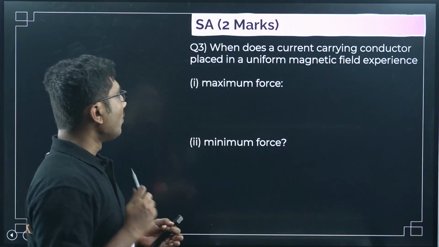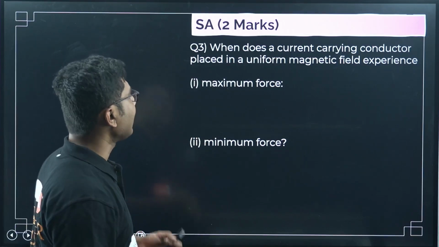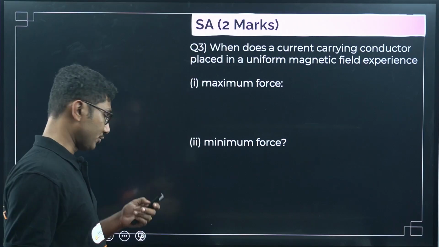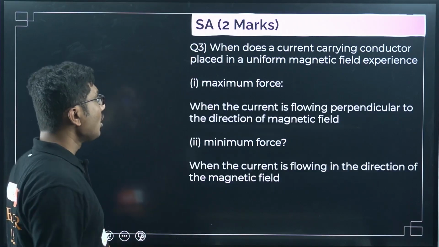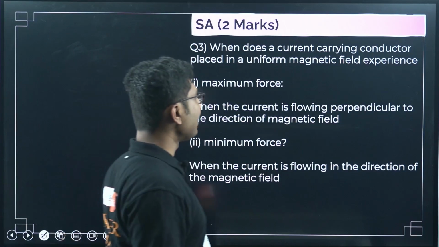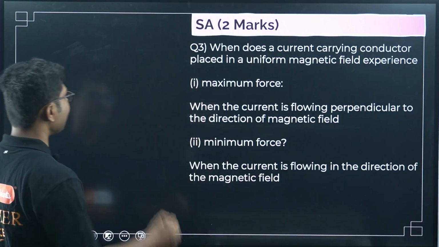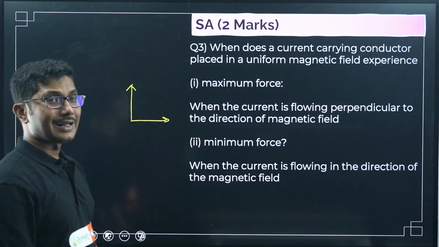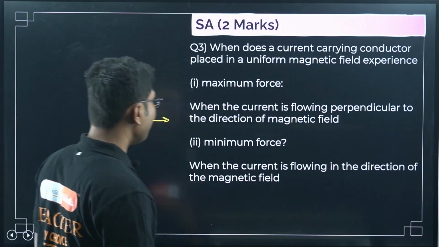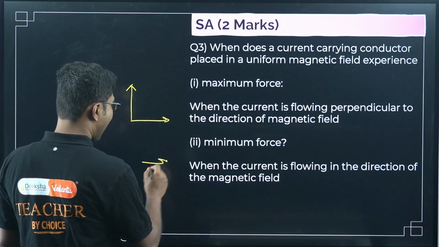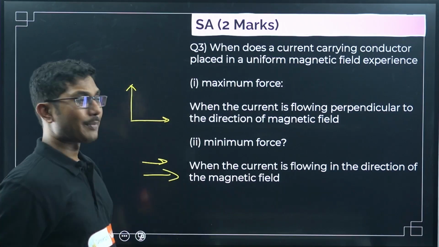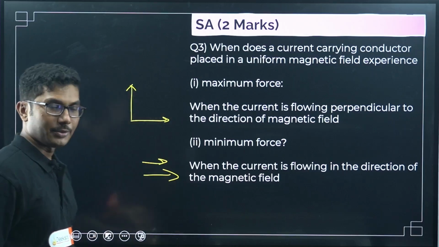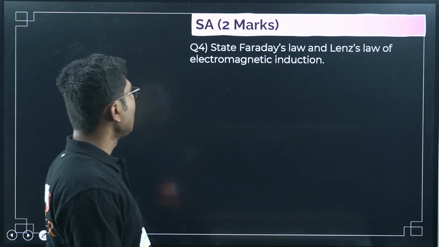Now, when does a current carrying conductor placed in a uniform magnetic field experience maximum force? When the current is flowing perpendicular to the direction of the magnetic field. So when the current and the magnetic field are perpendicular to each other, then the force is maximum. Minimum force is when the current and the magnetic field are parallel. That is zero force. Minimum force means zero force, right?